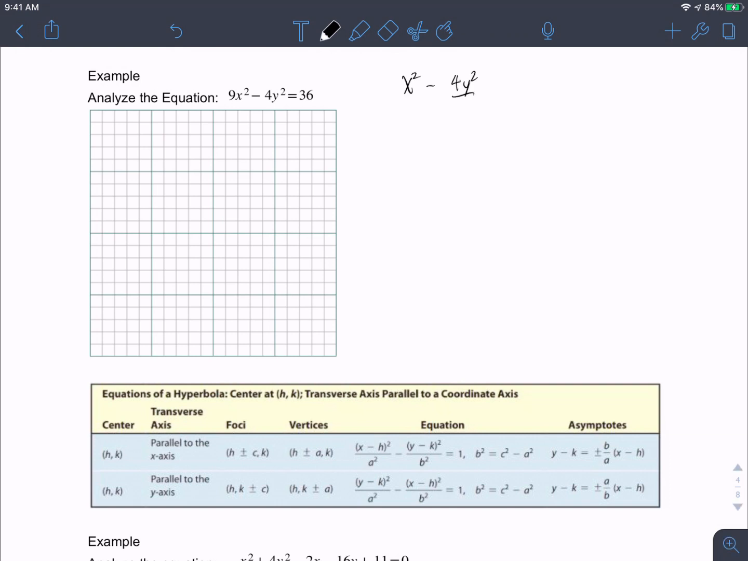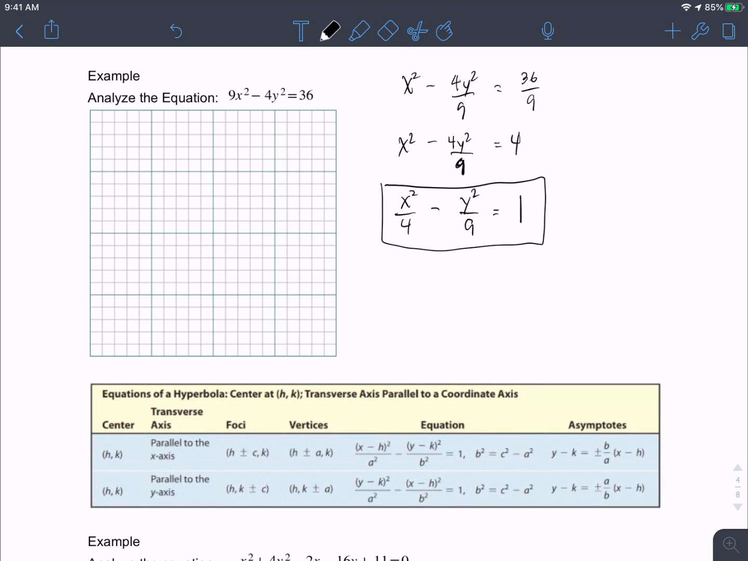So I'm going to get this right here, and then that's going to become x squared minus 4y squared over 9 is equal to 4. And then to get rid of the 4 with the y squared, I'm going to divide everything by that. And so that's going to give me my 1. This is the equation for our hyperbola. And so this is useful.